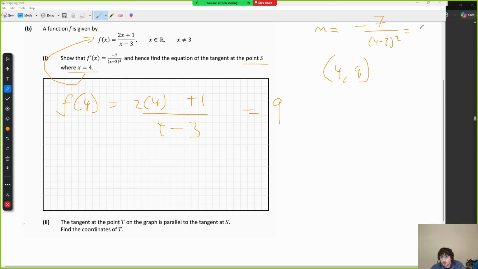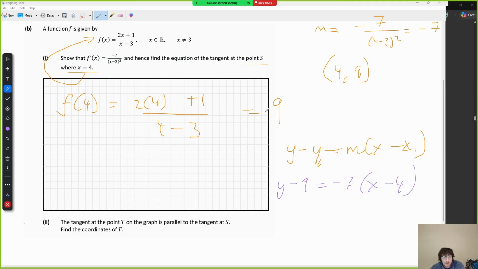Yes, so that's a 1 on the bottom, so that's the slope of -7, and then we use y minus y1 equals m times x minus x1. We have a point and a slope now, so we can sub in. So we go y minus 9 equals our slope of -7 times x minus 4.